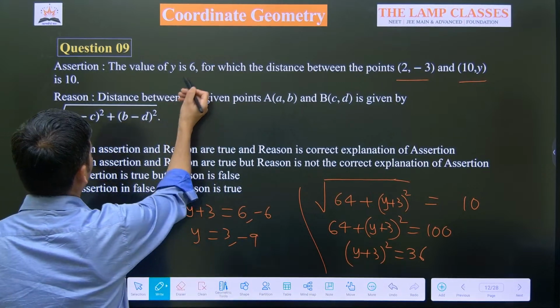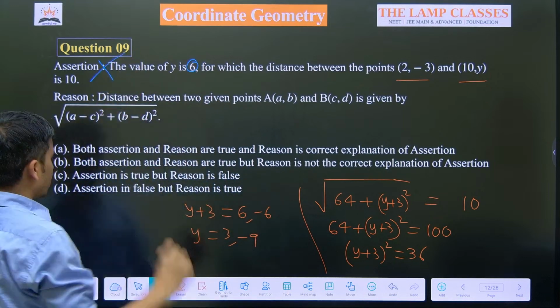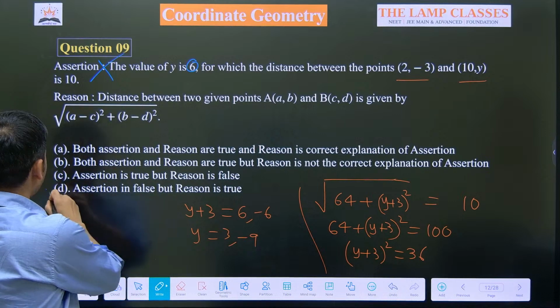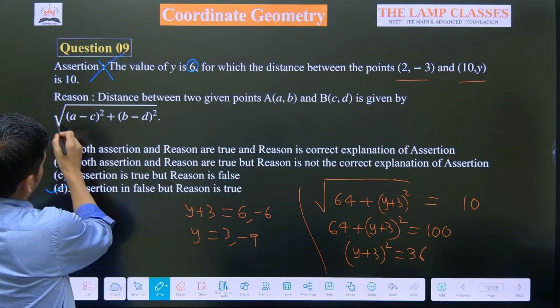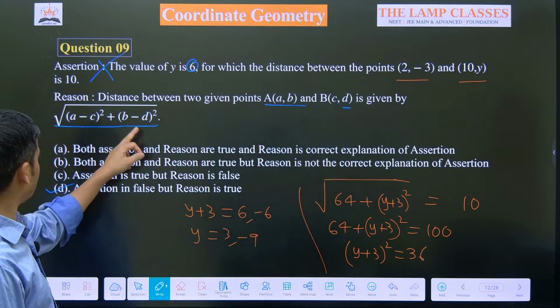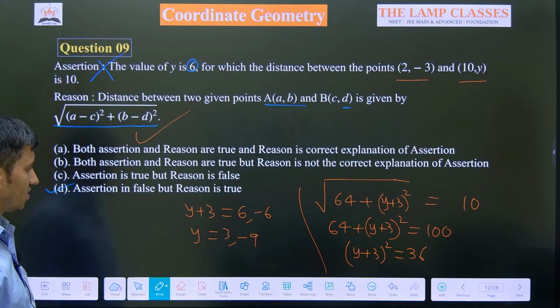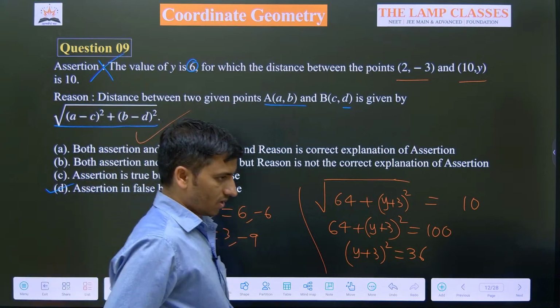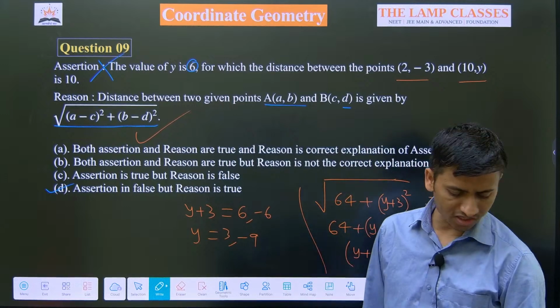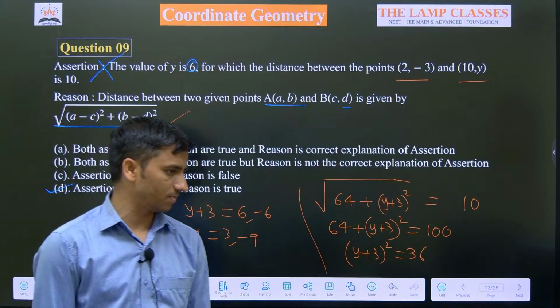But they are telling the value of y is 6, right? So definitely this is wrong, na? The assertion is wrong. So option D has to be correct, right? And obviously this is true, right? The distance between these 2 points we can apply. So this has to be the distance formula between these 2 points. So the reason is correct, but the assertion is false. So whenever one of the statements is wrong, that's the easiest option actually. Only confusing options are A and B.